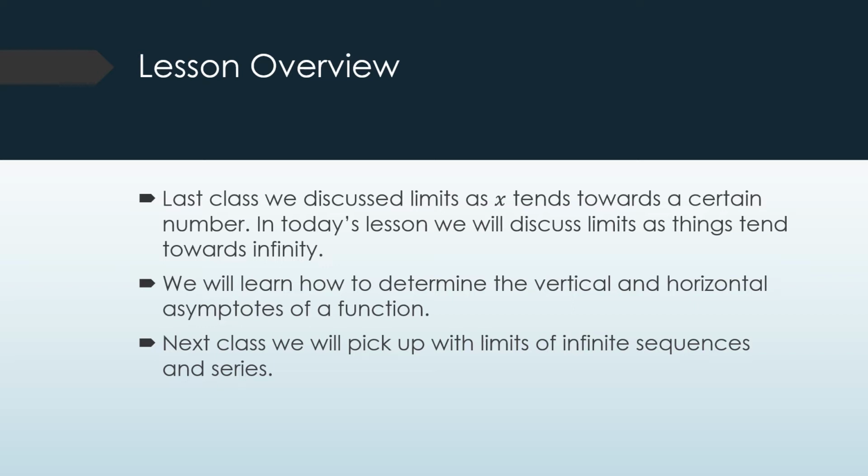Last class, we talked about what happens when x tends towards a certain number. So we're changing it up this time, talking about x going to infinity. We're also going to be able to determine the vertical and horizontal asymptotes of any function by determining these limits. And then this will build us up to next class when we talk about infinite sequences.